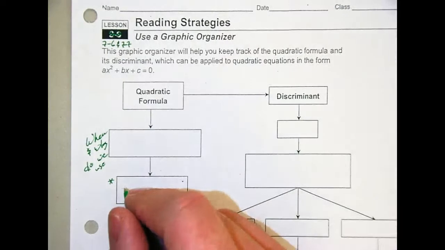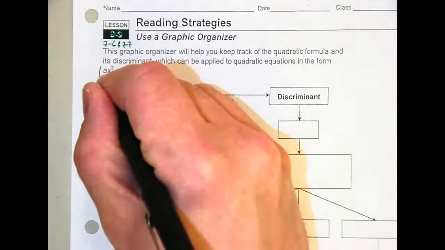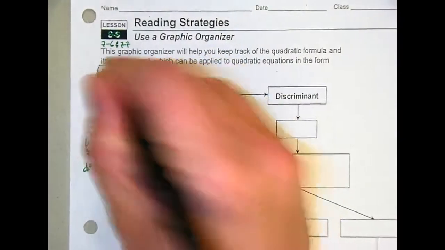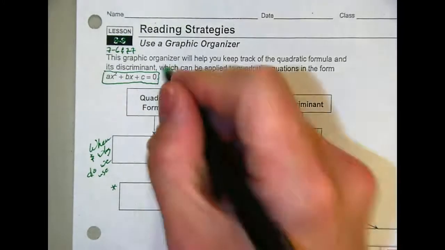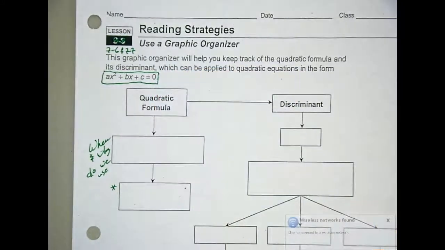ax squared plus bx plus c. Okay, ax squared plus bx plus c is standard form. That'll help us in the quadratic formula for sure. Okay, that's our standard form. So what is the actual quadratic formula?